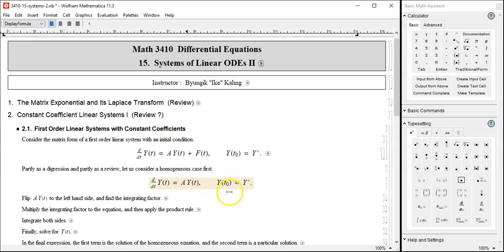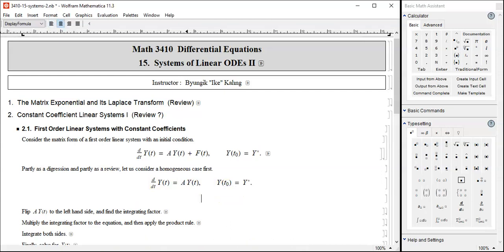In that case, the solution formula will look like this. y of t is e to the at power times y star, and that's when we had this. I hope everybody remembers that. But if I have t0 here, then we have to make appropriate shifting, so we'll have to do it this way.